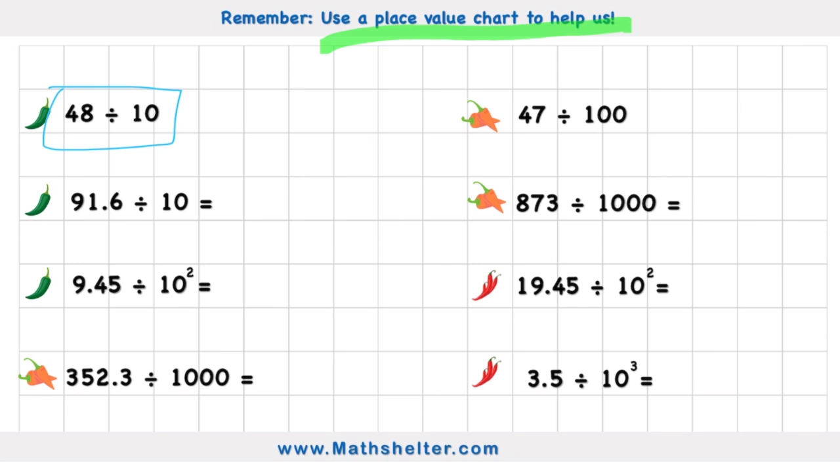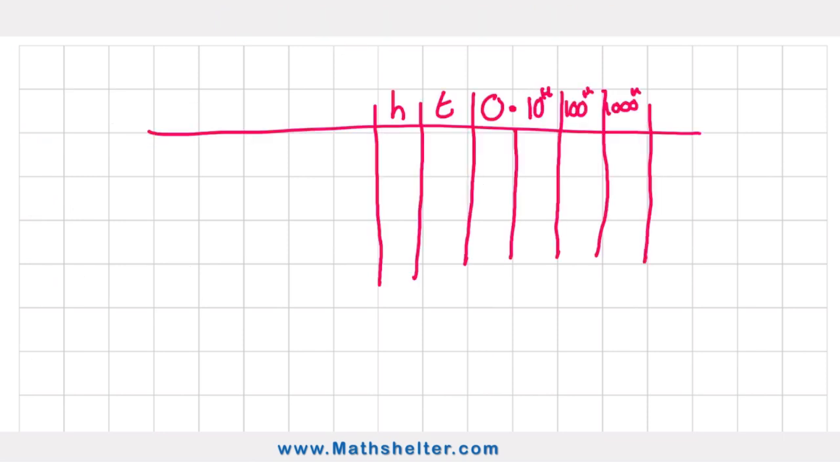Well, we're starting off nice and easy because 10 is simply just 10 to the power of 1, so we don't have to do any other multiplication or calculation. All we're going to use is our place value grid to help us understand how to do this division. So first let's build a place value chart, and I'm ready to begin.